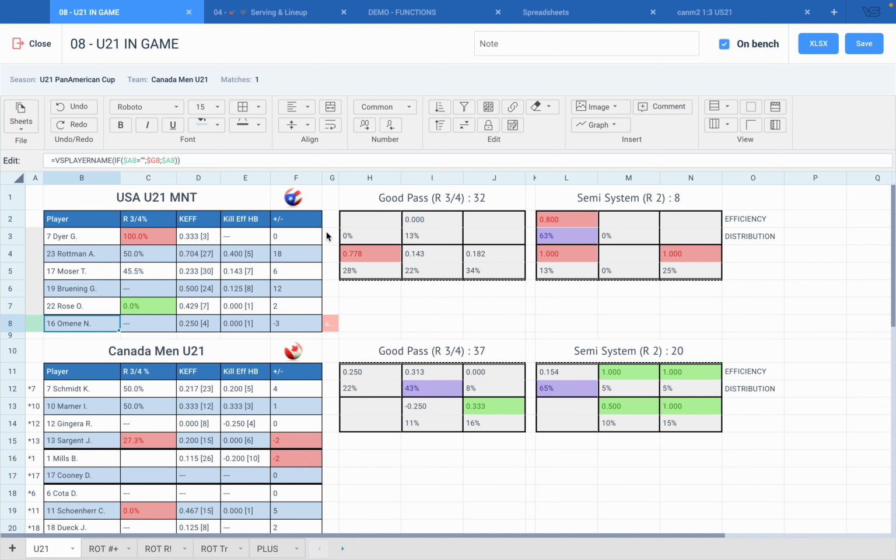So the function on the first one, on the setter, is this one, where I get the lineup, the current lineup of A, which gives me the setter location.